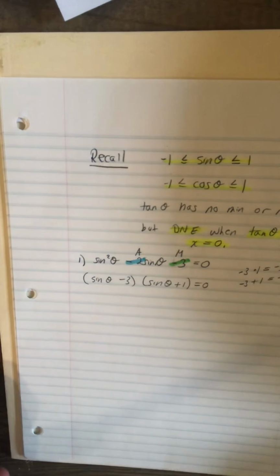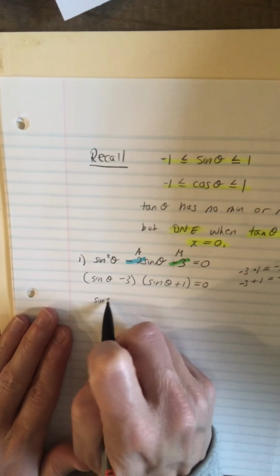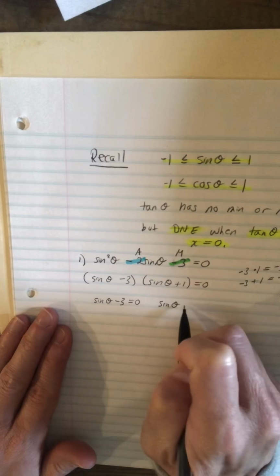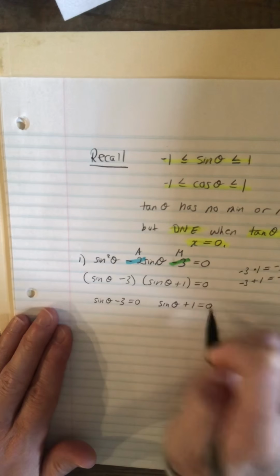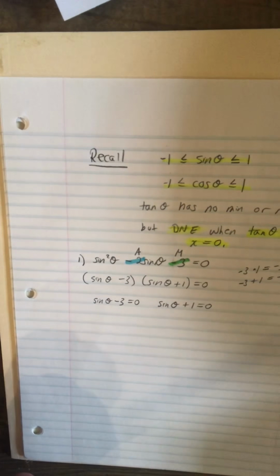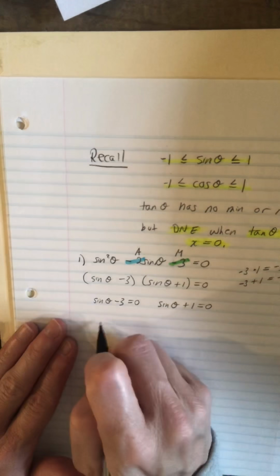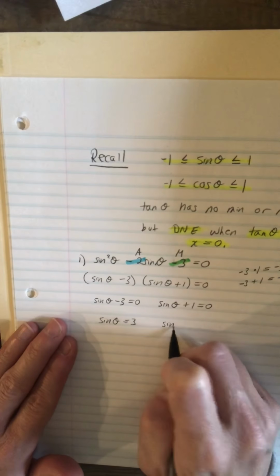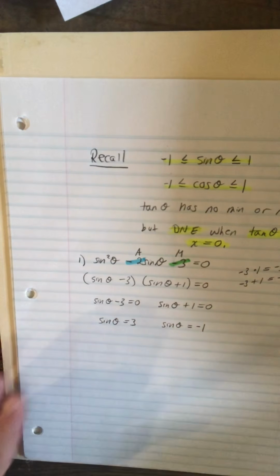All right, guys? Now, if we take a look at this and we have these values, here I would have sine theta minus 3 is equivalent to 0. And here I would have sine theta plus 1 is equivalent to 0. Now, let's solve this. If I solve this, here I'm going to get sine theta equals 3. And here I'm going to get sine theta is equivalent to negative 1.